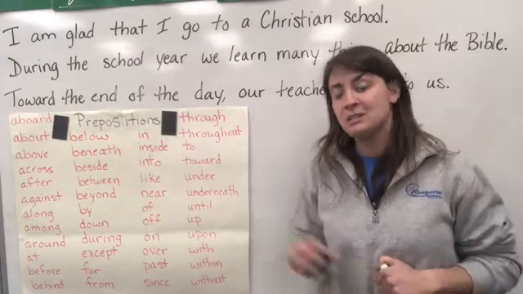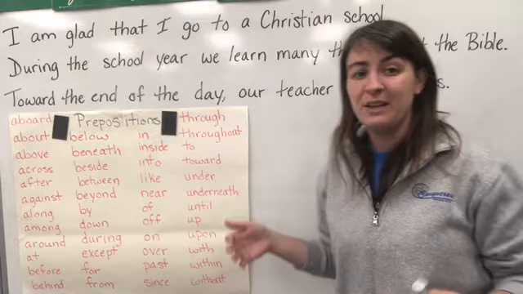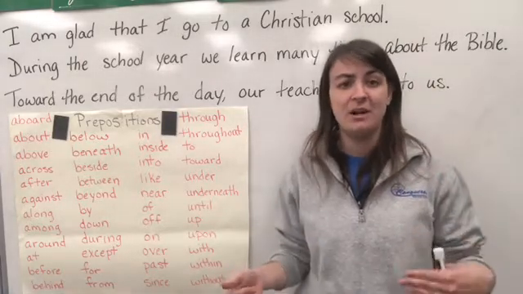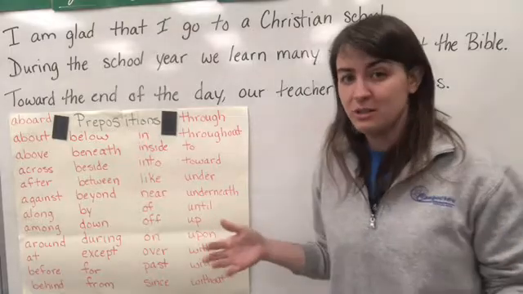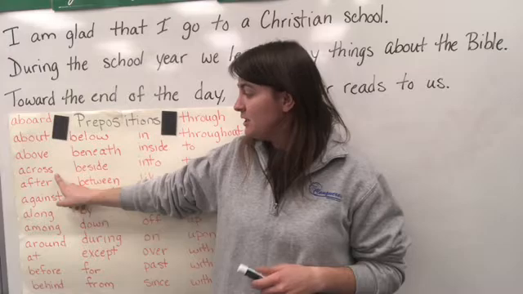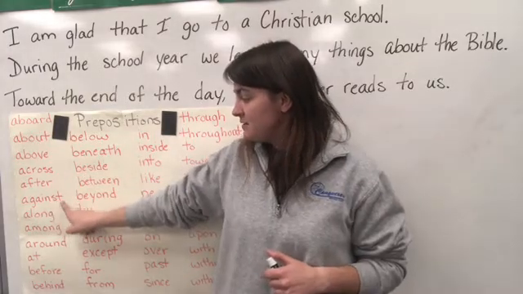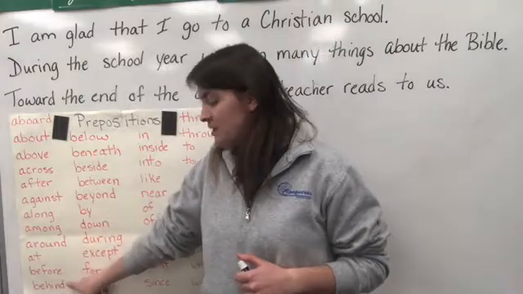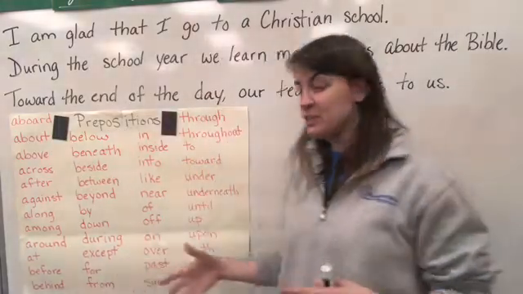So first of all, let's look at our list of prepositions. And I want you to read them with me, just so you get to hear them and say them out loud as we go through them. So here are the list of prepositions. We've got aboard, about, above, across, after, against, along, among, around, at, before, behind. So that's our first column.